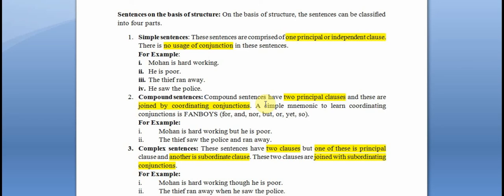It is the continuation of the previous lecture on conversion of sentences. In the previous lecture, we discussed the meaning of a sentence and classification of sentences. We also discussed sentences on the basis of function. In this lecture, we will discuss the classification of sentences on the basis of structure.